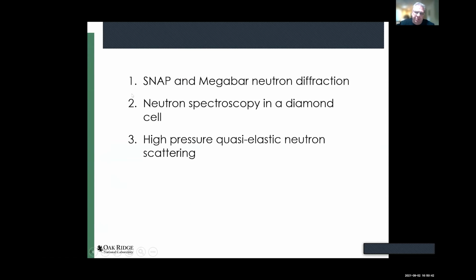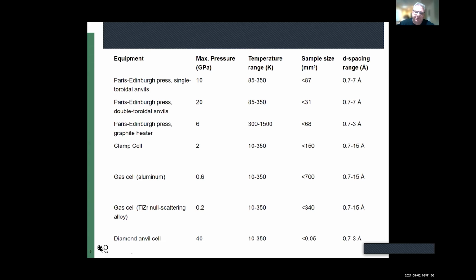So here's what I'm going to talk about. I'm going to give a little bit about the SNAP instrument and our recent experiments in the megabar pressure range with neutron diffraction, neutron spectroscopy on fission in the diamond anvil cell, and quasi-elastic high pressure neutron scattering on an instrument called BASIS.